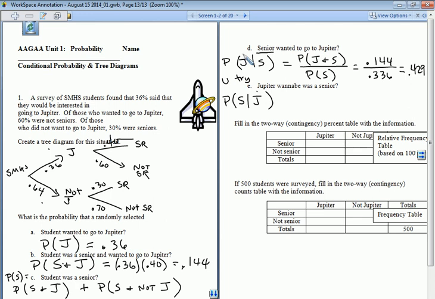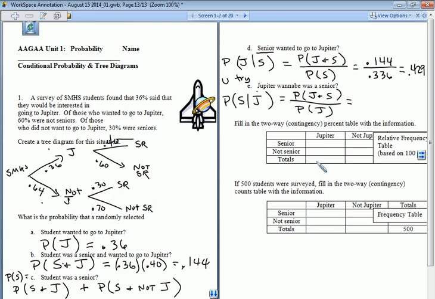Quite frankly, I'm not trying to be like Debbie Downer, but I really don't even know where to start. Yeah, I don't know. What's a wannabe senior? Jupiter wannabe was a senior. Okay. So this is the probability of, I don't even know.